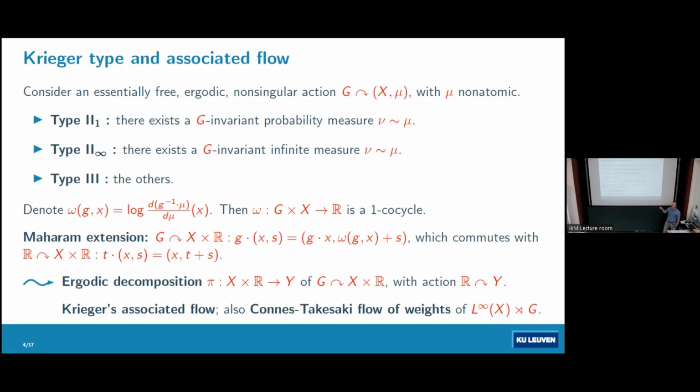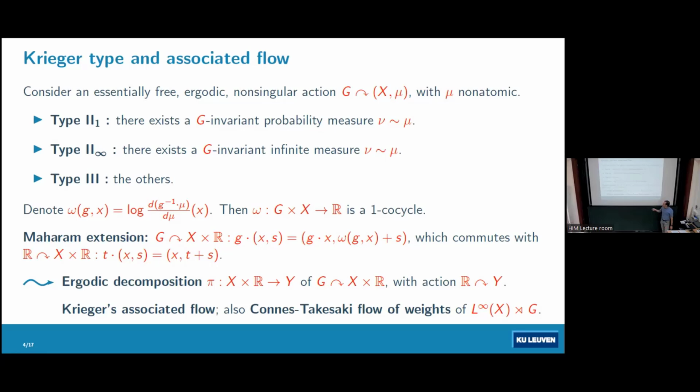And this Maharam extension will, by construction, automatically be infinite measure preserving. Namely, by construction, it preserves the measure mu times, not Lebesgue, but e to the minus s ds. That's the right measure to take. And also by construction, this Maharam extension action, this skew product action, commutes with translation in the second variable. So that's true by construction.